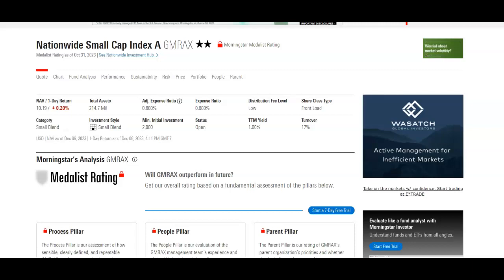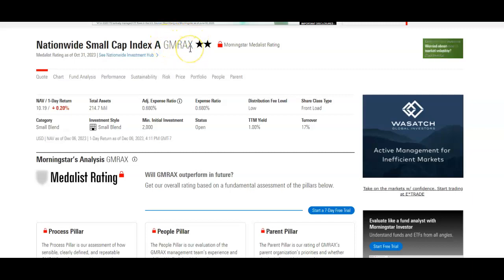Okay, so I also wanted to take just a couple minutes here and explain a little bit about how you might see some information about a mutual fund presented on a platform like Morningstar. So this is the Morningstar website. The mutual fund that we're looking at for a moment today is going to be the Nationwide Small Cap Index A. This is the ticker symbol there.